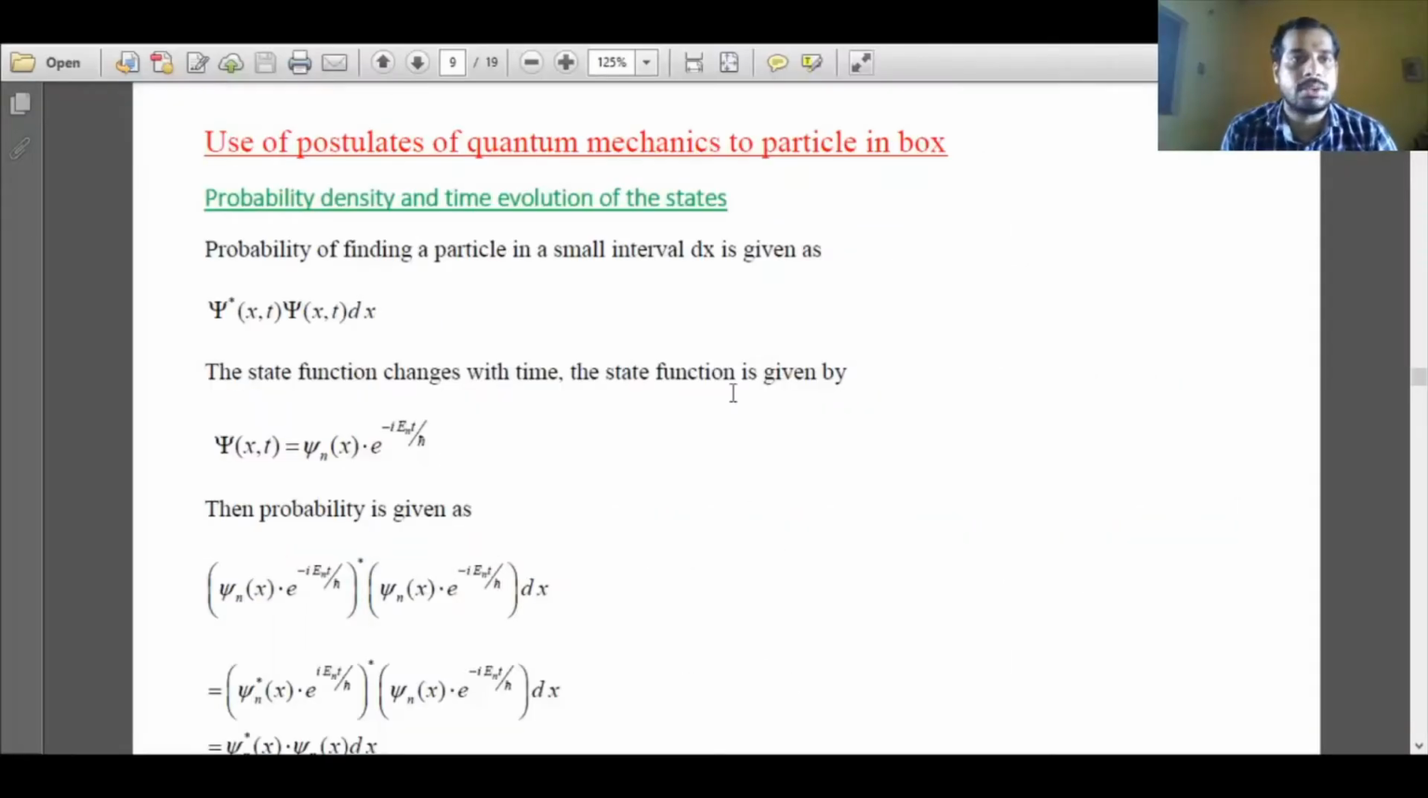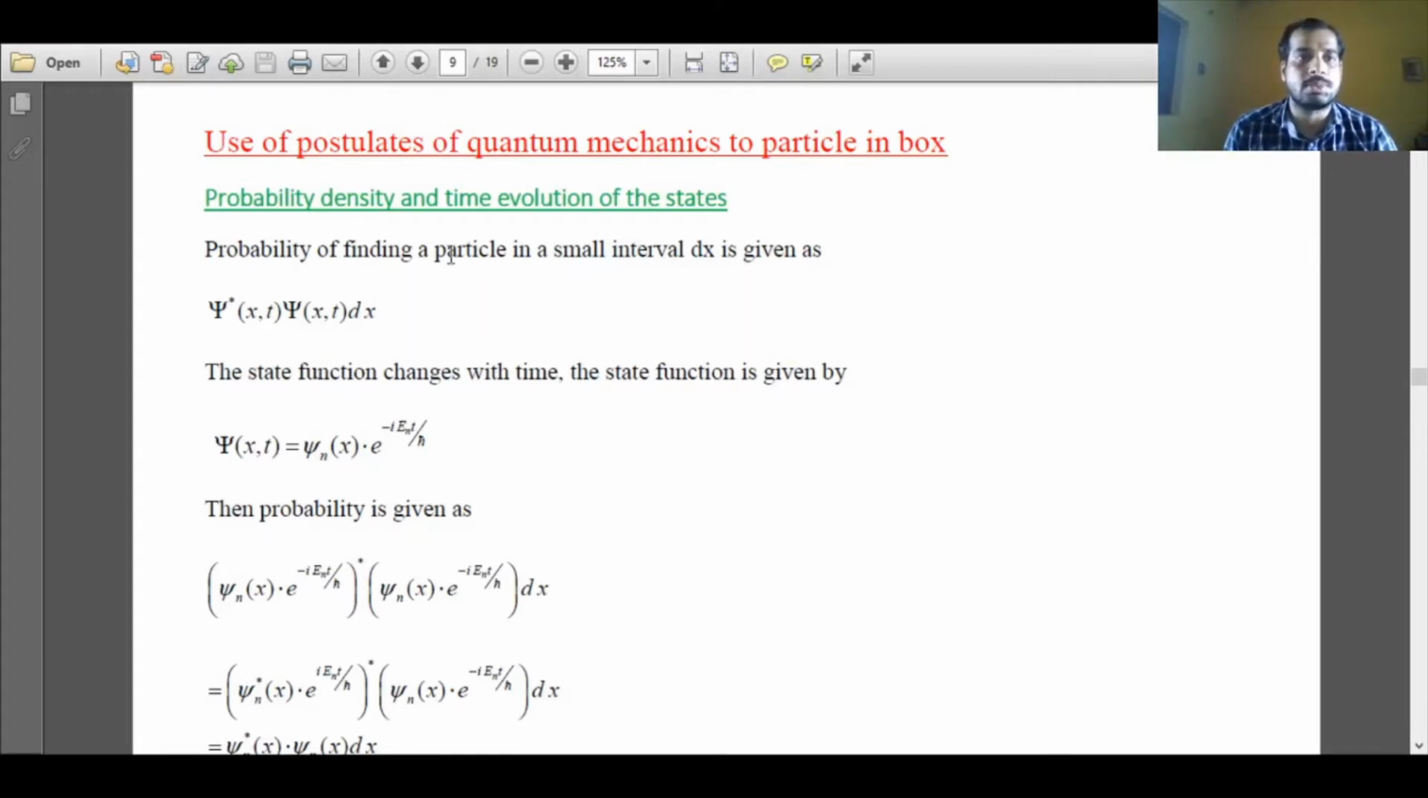Hello, in this session we will discuss the use of postulates of quantum mechanics to understand the behavior of a quantum mechanical particle in a one-dimensional box system. In the last sessions we discussed the postulates of quantum mechanics. There are two major postulates. One is probability density and the time evolution of states, and the other major postulate was the expectation value of any observable. So we will discuss these two quantities, that is the probability density and the time evolution of states, and expectation values of various observables.